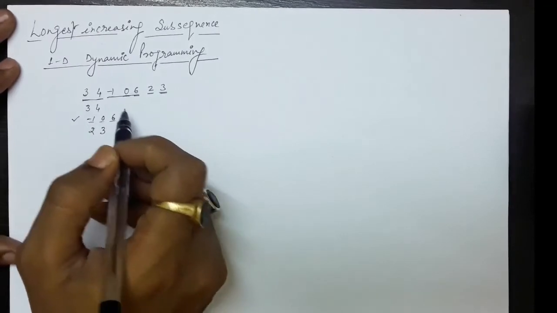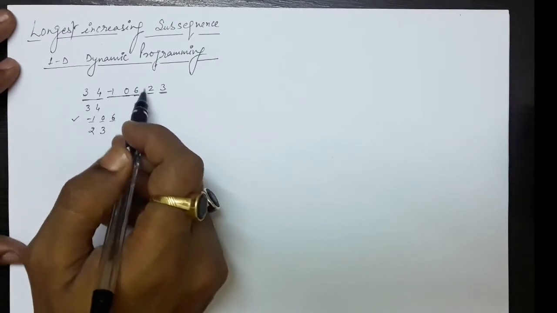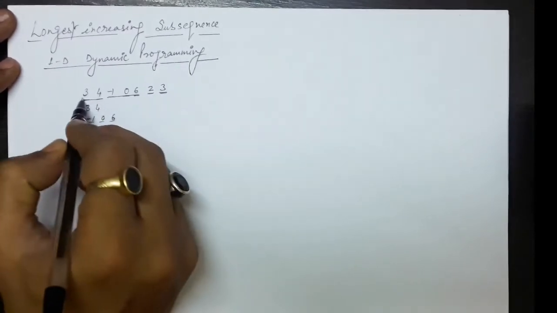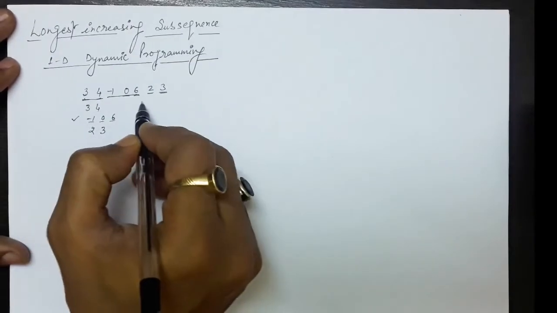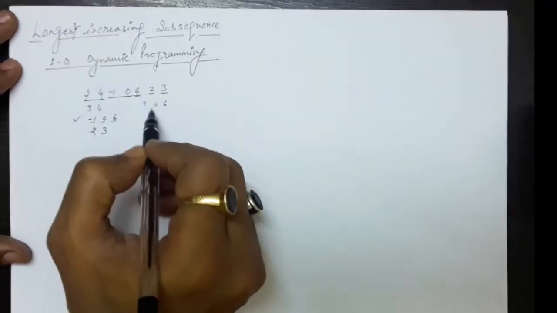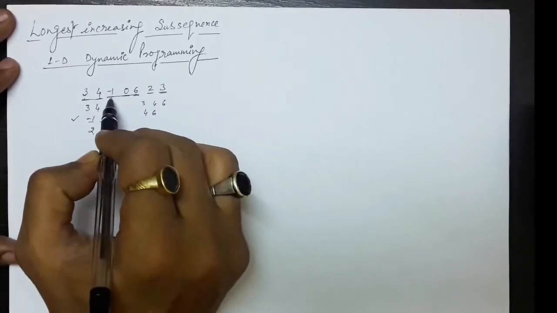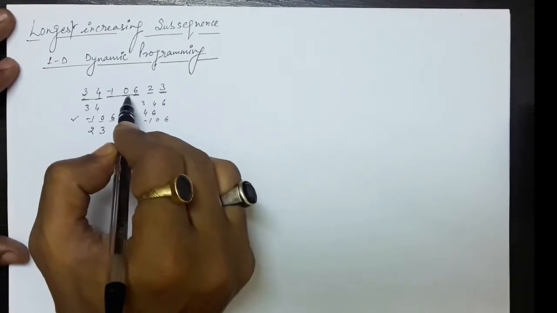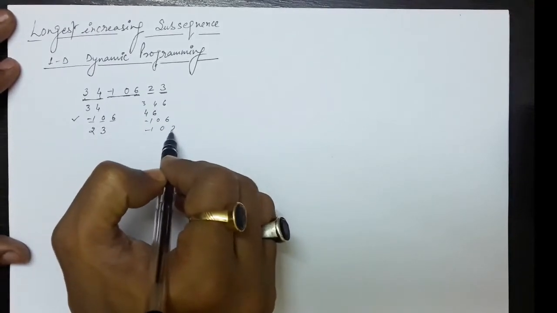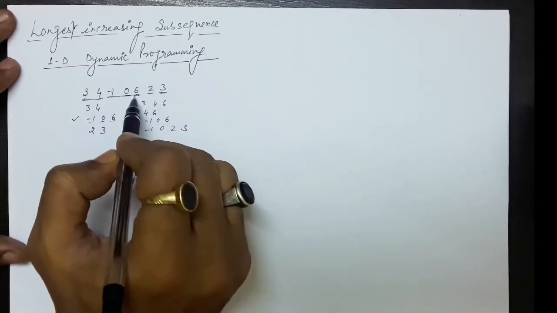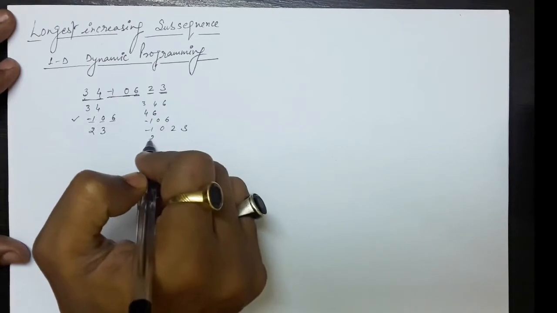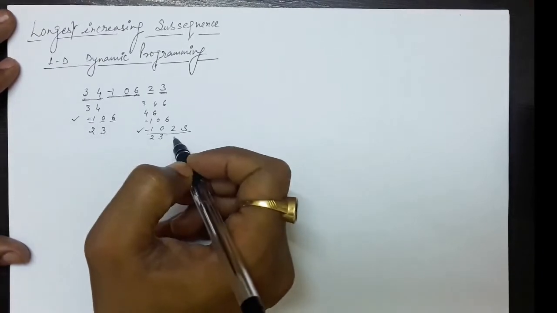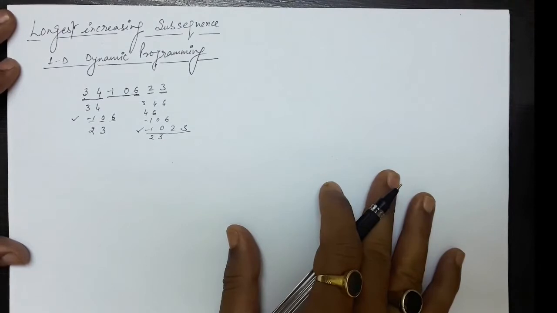Subsequence means we can skip some of the numbers in between, and even after skipping, if we have a larger number, that will be taken in the sequence. For example, 3, 4, 6 is one other subsequence. Then 4, 6 is an increasing subsequence. Then minus 1, 0, 6 is a subsequence. Then minus 1, 0, 2, 3 is also a subsequence. And 2 and 3 is also a subsequence. Out of all these subsequences, this one has length 4. So we have to find the longest increasing subsequence and its length.